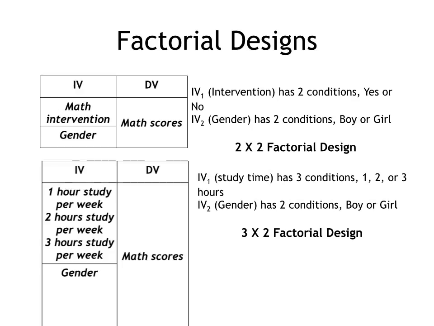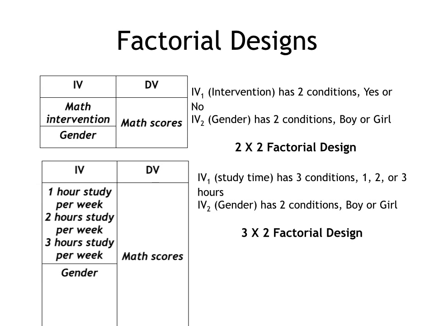Now look at the bottom example. My first independent variable, which is study time, has 3 conditions or 3 levels. It has 1, 2, or 3 hours. And the second independent variable, which is gender, has 2 conditions, boy or girl. So in that case, this is called a 3x2 factorial design. The 3 means the first independent variable had 3 conditions or 3 levels. And the by 2 means that the second independent variable had 2 conditions.